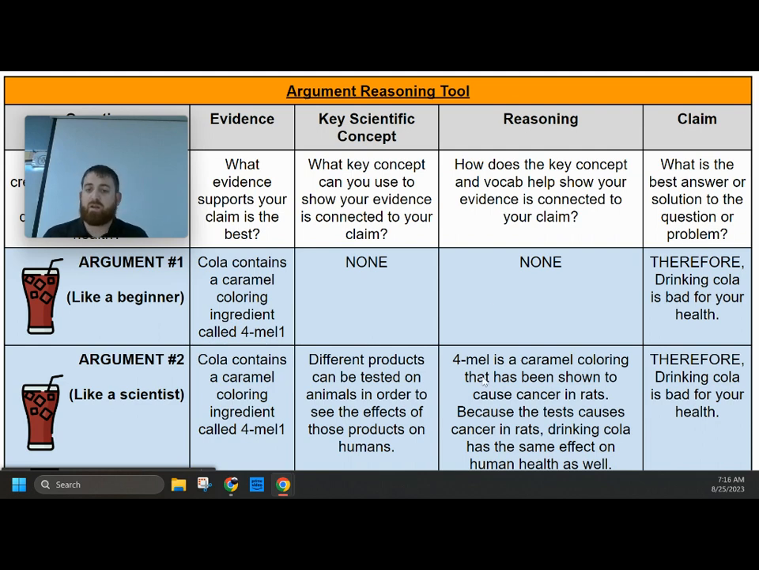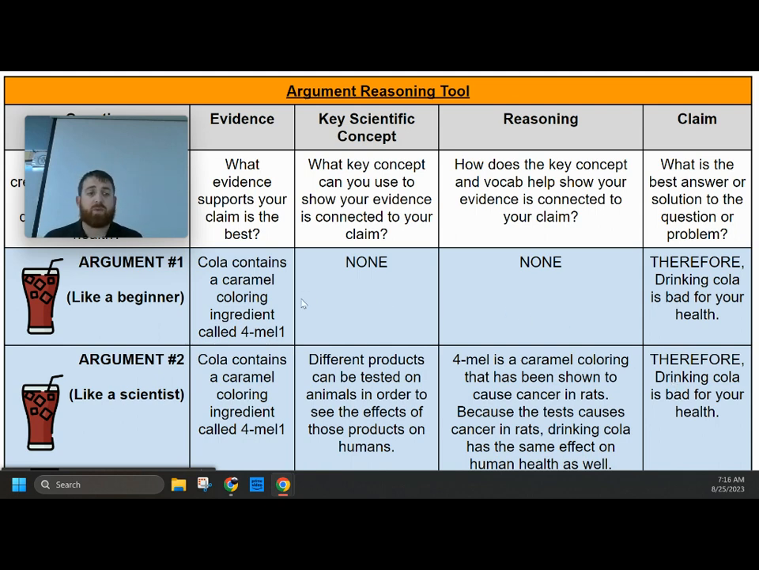So, reasoning. 4-ML is a caramel coloring that has been shown to cause cancer in rats. Not good. Because the test causes cancer in rats, drinking cola can have the same effect on human health as well. So now we are using this key concept and this evidence to draw the final conclusion that drinking cola is bad for your health. Notice that when we use the key concept and the evidence in our reasoning, all of a sudden our claim makes a lot more sense.